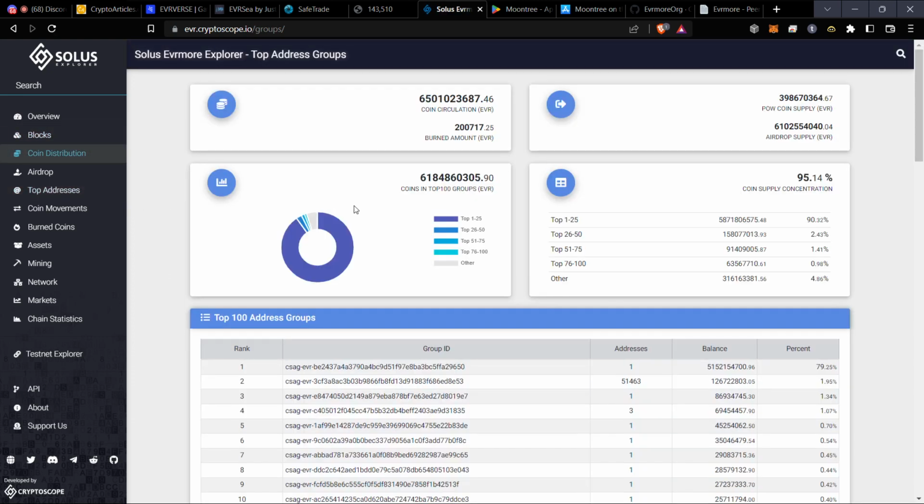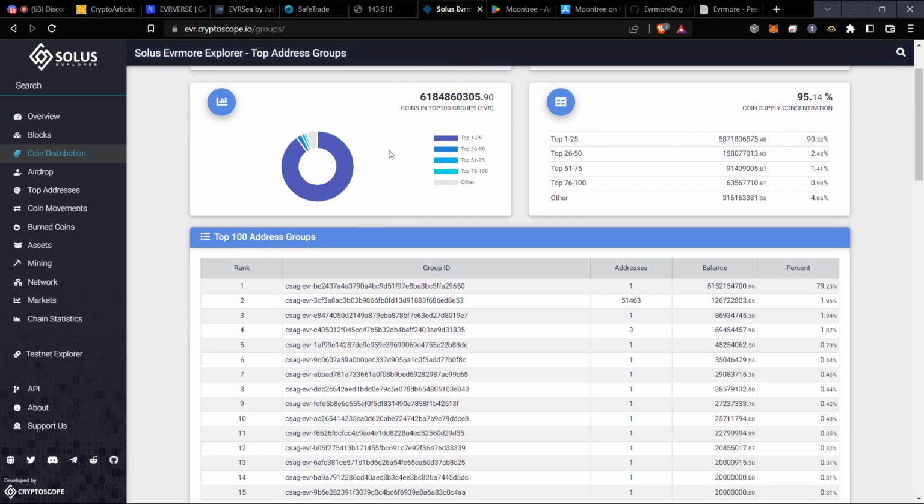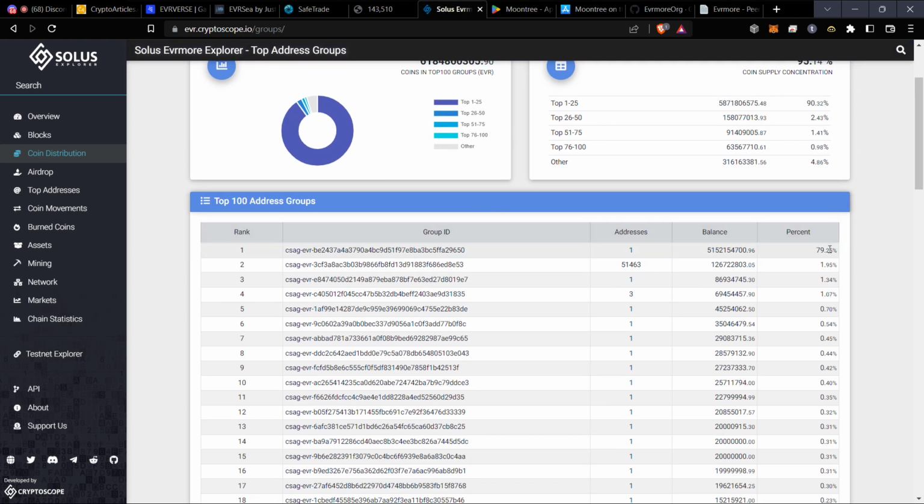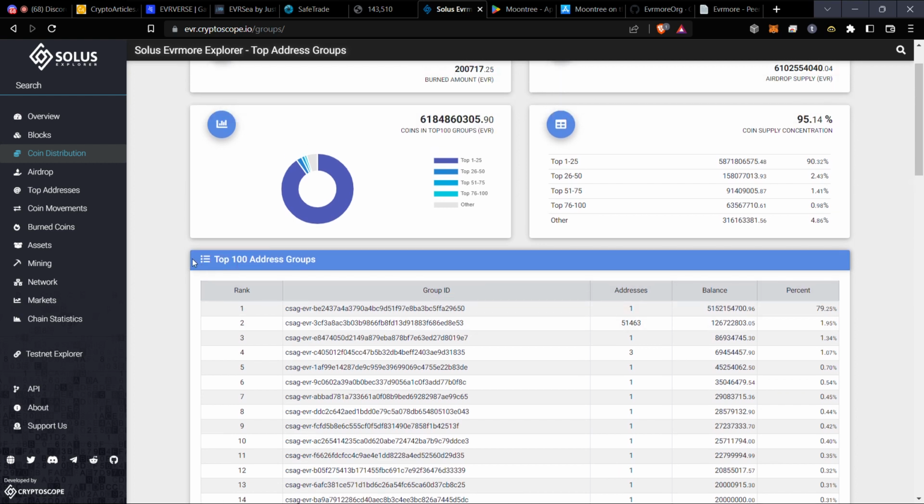Coin distribution. Yep. Let's see. 1,000, million, billion, 6.5 billion. Wow. Interesting. Oh, there it is. I want to know what happened here. Why is this address holding, what is that? 1,000, million, billion, 5.1 billion coins. That is insanity. Nearly 80% of the coins to one wallet just minted out of thin air.